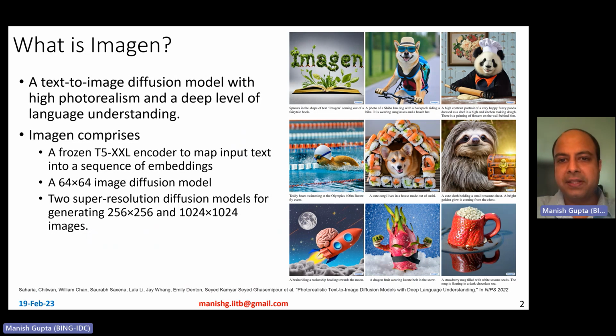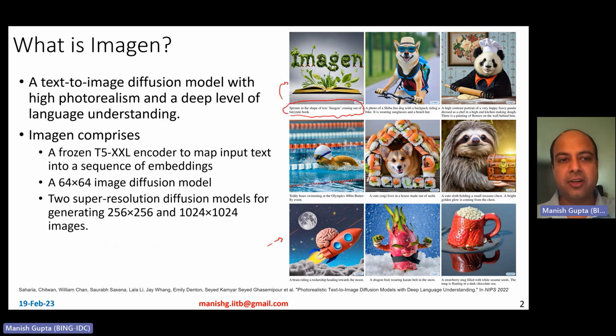Here are some of those examples. So as you see, sprouts in the shape of text Imagen coming out of a fairy tale book. Such a nice imagination. And hey, here are the sprouts coming out in the shape of Imagen. Right? Photo of a Shiba Inu dog with a backpack riding a bike. Now, it's all up to your imagination, what kind of prompts you want to provide.